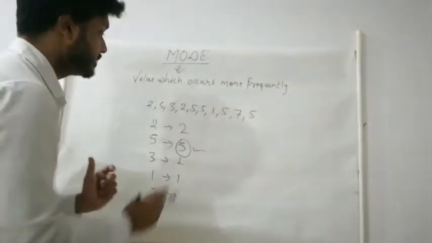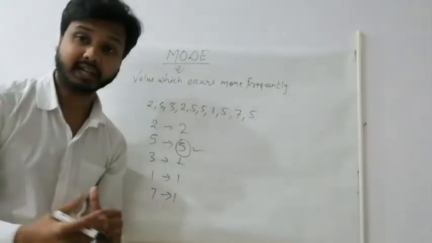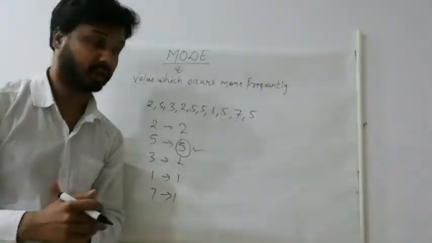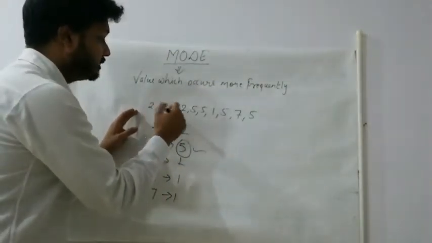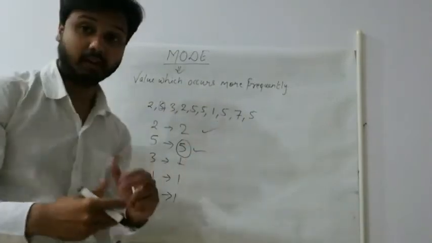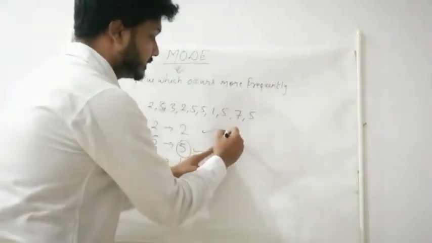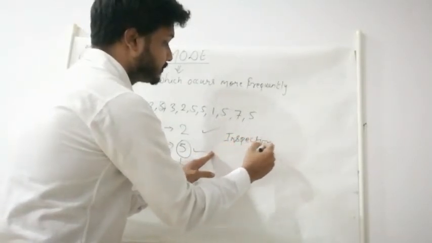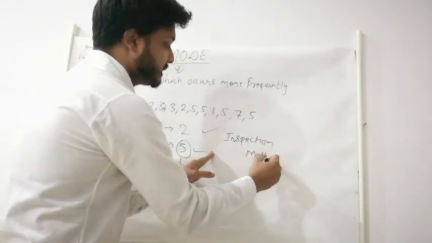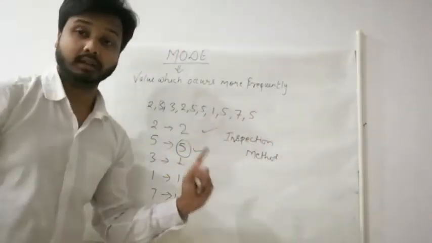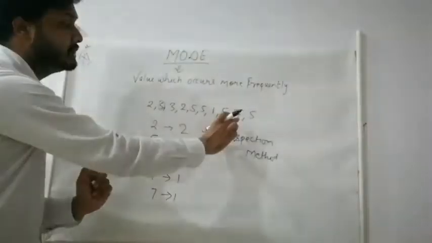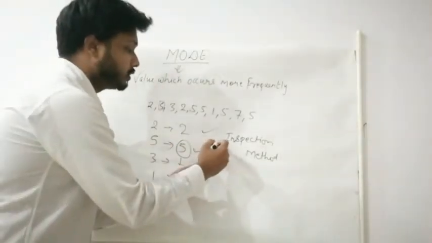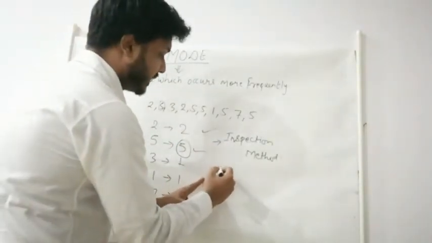Okay, now students, just by seeing, okay, we came to know that 5 is mode because we saw that it is occurring for maximum number of times. So this thing, when we come to know the value of mode just by seeing, that is known as inspection method. Okay, so what do we mean by inspection method? In this, we know the value of mode just by seeing or just by inspection. Clear?